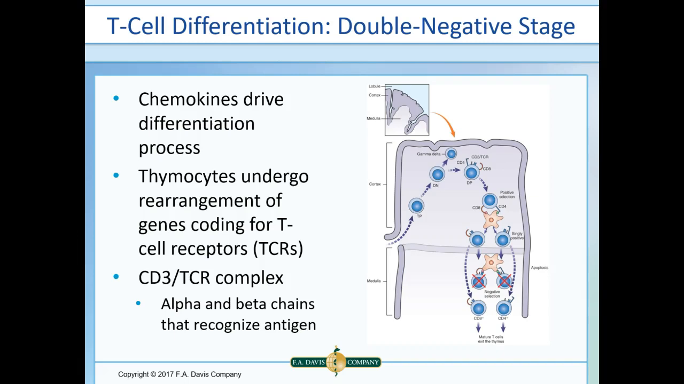The first thing we're going to talk about is the double negative stage of T cell differentiation. This is where the chemokines drive the differentiation process. So the chemokines are the chemical messengers that cause this to happen. Your thymocytes in your thymus undergo a rearrangement of genes coding for T cell receptors. And you see TCR here. Sometimes we're going to start to refer to some of these things with their mnemonics rather than the whole word. There's also a CD3 T cell receptor complex. This is what recognizes it as a T cell. It doesn't really have a role in life yet.